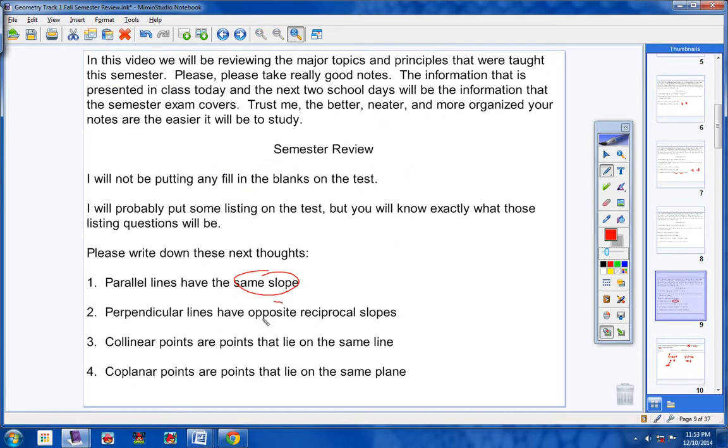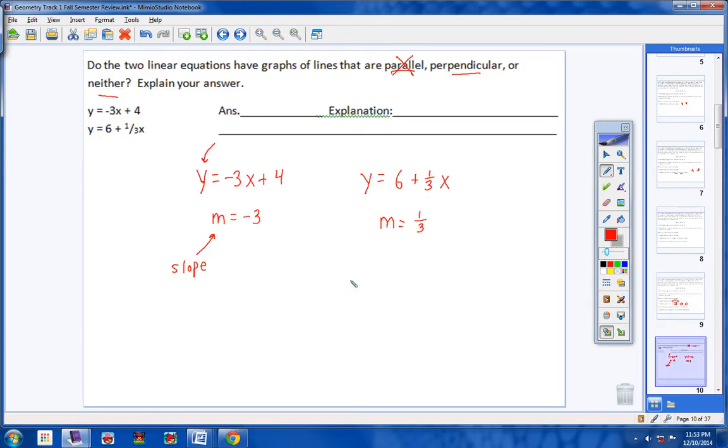Perpendicular lines have opposite reciprocal slopes. Opposite means they have different signs. Reciprocal means one is flipped when compared to the other. It looks like to me that these two lines are perpendicular, and here's why. One slope is negative, one slope is positive. If you put 3 over 1 and flip it, you get 1/3. Or if you take 1/3 and flip it, you get 3. So these two slopes are opposite and they're reciprocal.